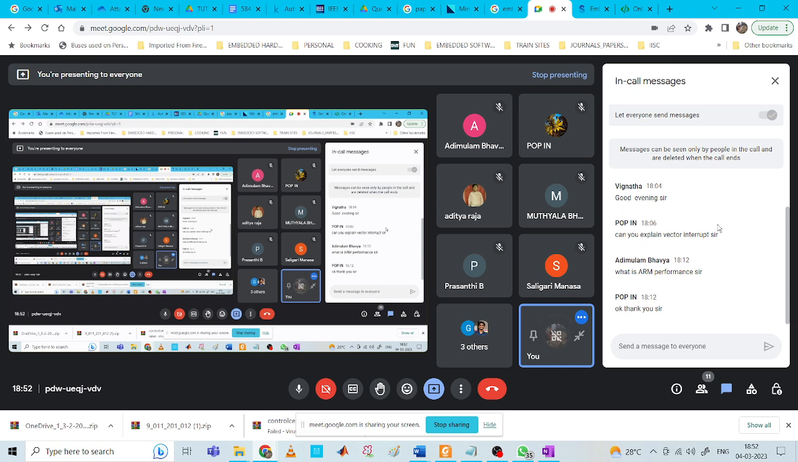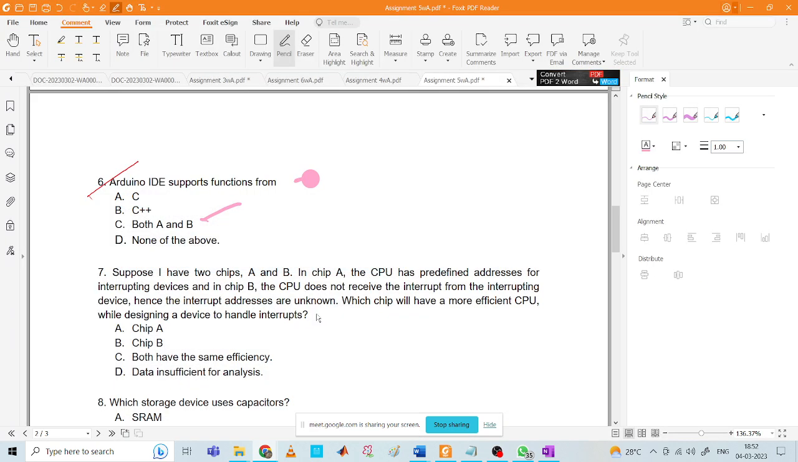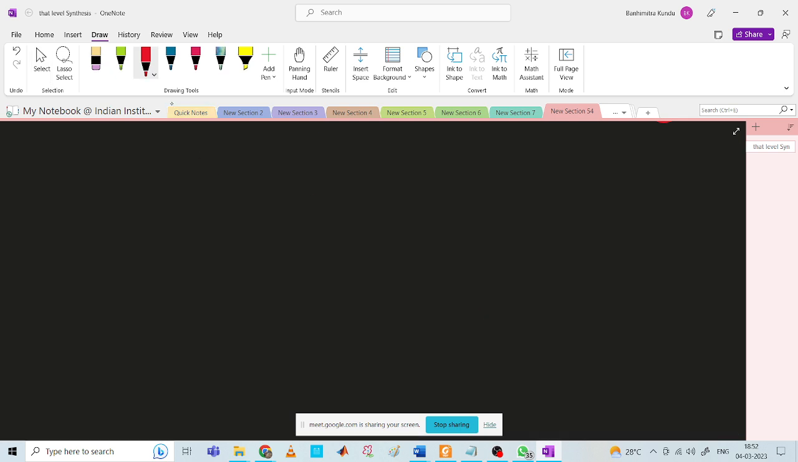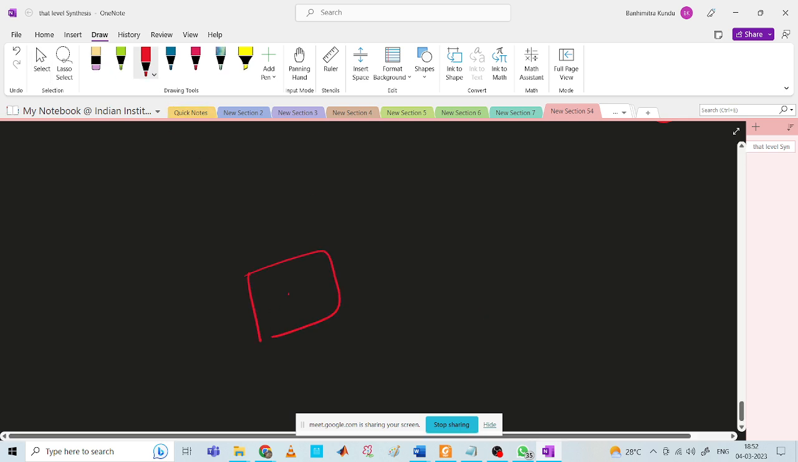Yes, anyone? So what it means is you have two processors. This is A and this is B. Let me write it in a note. You have two processors, A and B.